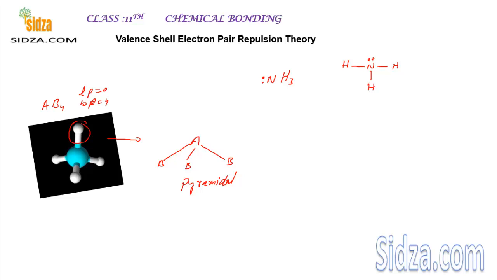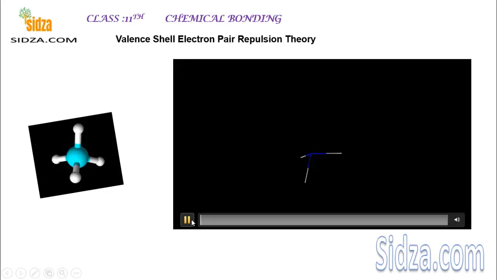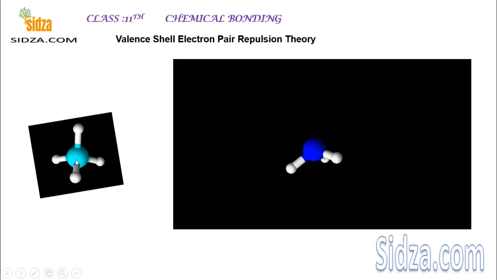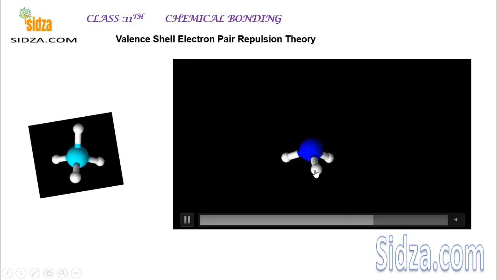But since one lone pair is there, that means in ammonia we can't expect to have a tetrahedral shape. Rather it is a pyramidal shape with a lone pair of electrons on the nitrogen atom. As you can see here, nitrogen is in the middle, and it has 3 hydrogen atoms around it, right? So it's not like a tetrahedral, rather it has a pyramidal shape.